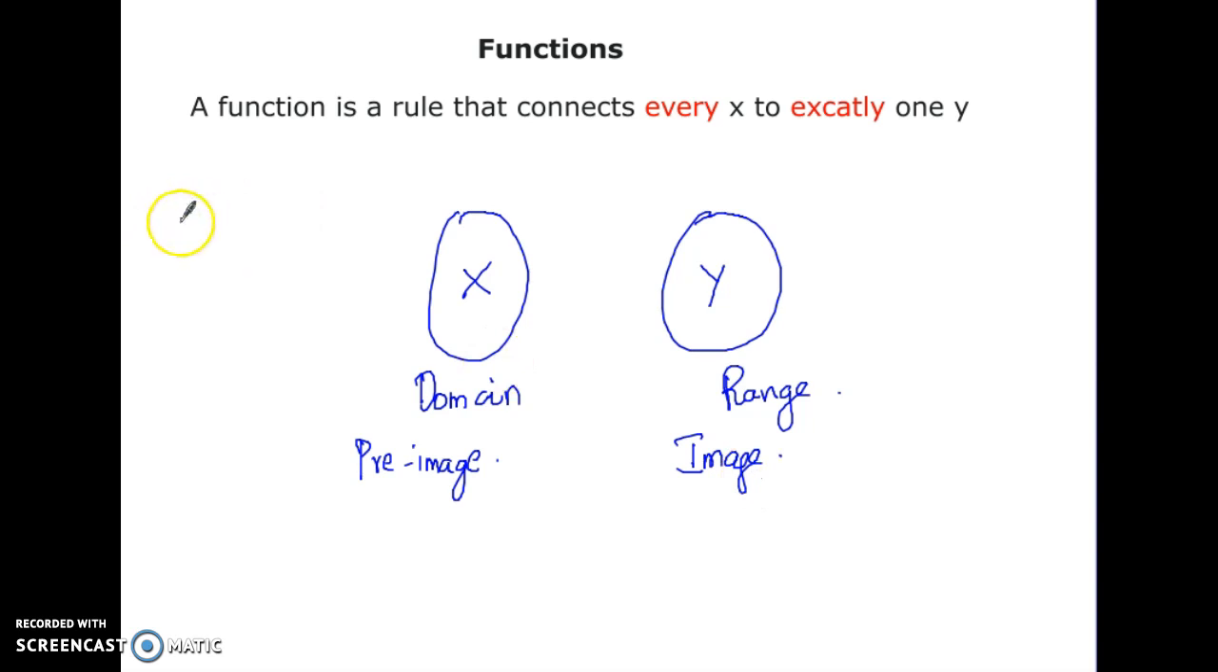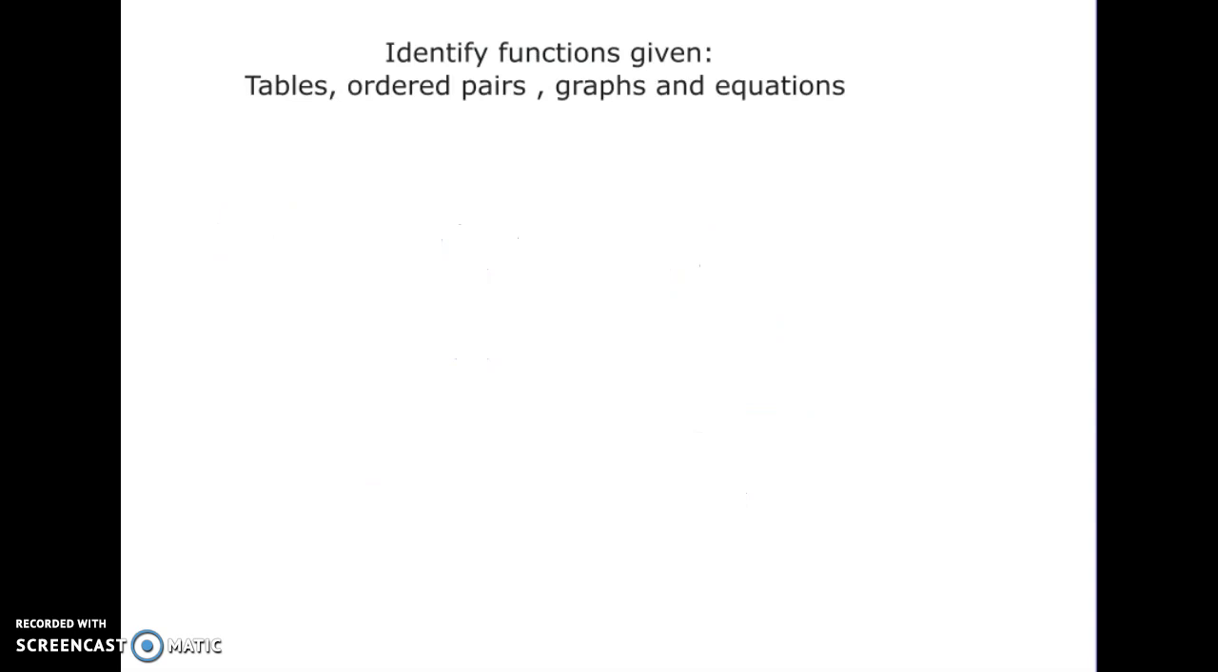Sometimes we write points as coordinates like this, (2, 3), where the first would be our x and the second one would be our y, just like how we would represent points on a graph. Now let's talk about how we can identify functions from tables, ordered pairs, graphs, and equations.